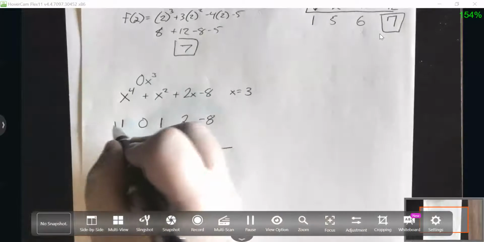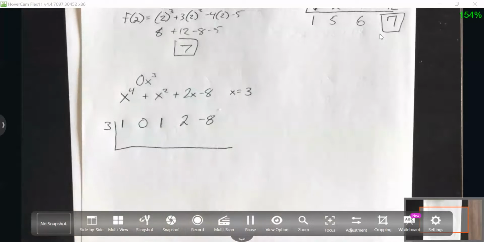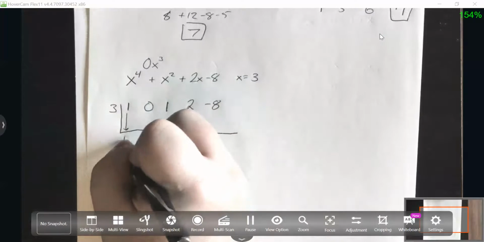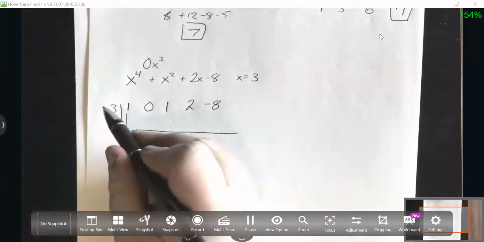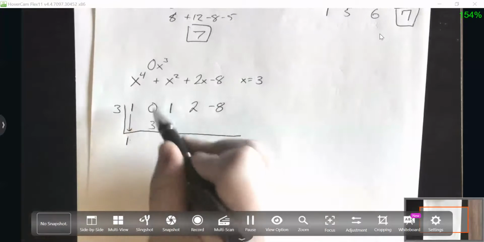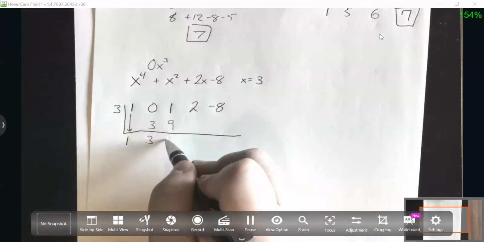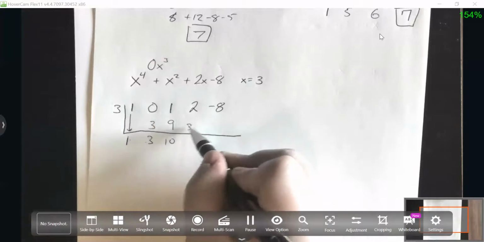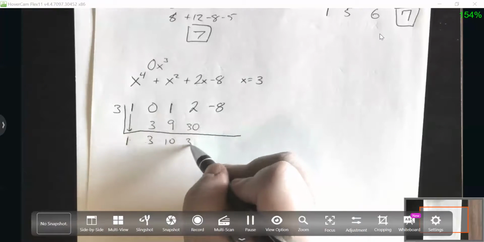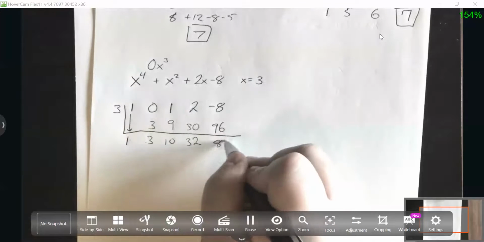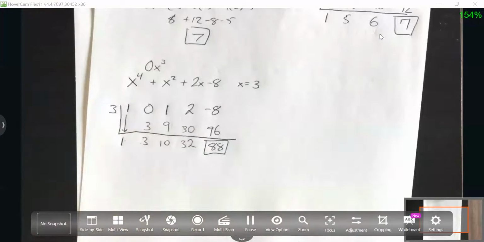I'm going to take my 3, put it off to the side, and now we can start the process. Again, we bring down that first number and then multiply. 3 times 1 is 3, we add our column. 3 times 3 is 9, we add our column. 3 times 10 is 30, we add our column. 3 times 32 is 96, and we add our column. So we would get 88 if we plugged in x equals 3 into this.